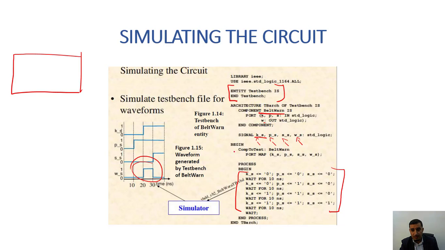Then we begin by port mapping. Port map KS, PS, SS, WS. Remember the sequence, all of them connected. Then begin. We start giving them the signals and wait for 10 nanoseconds. And then we see the output waveform, which we are going to do in the lab, and see our output signal over here.